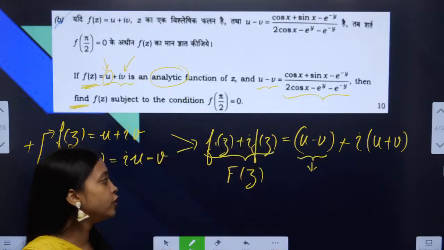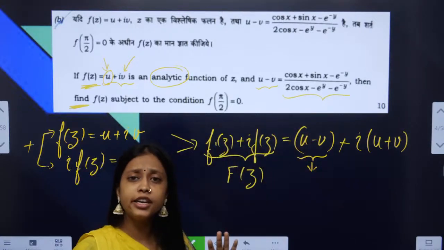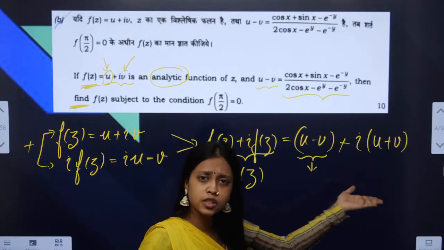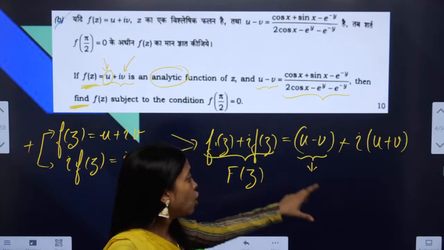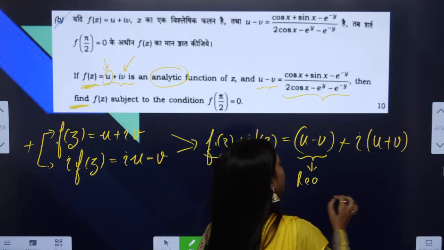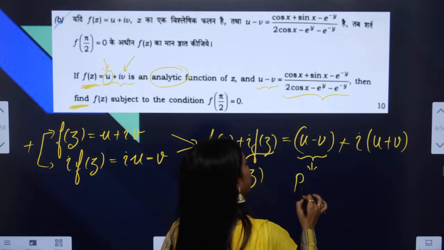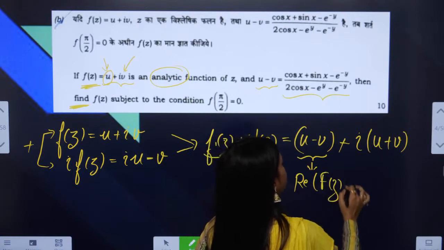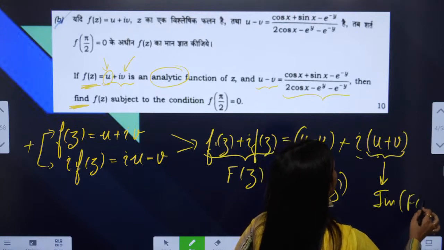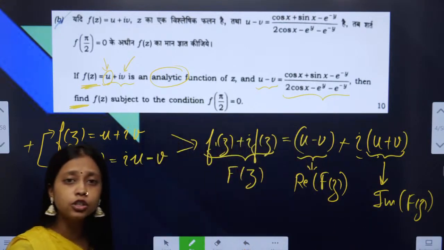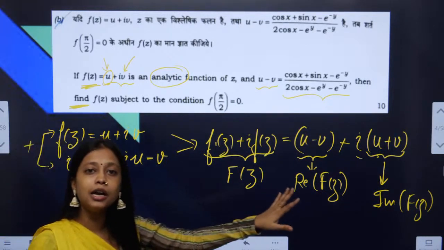Now I have the real part of this function known to me, and you observe that this is also an analytic function. It is not a very big task to prove this is an analytic function, since u plus iota v is an analytic function, so there will be no problem in that. Now I know the real part of F of z. I want to find the imaginary part of F of z, given F of z is an analytic function. So again use the CR equation, and done.